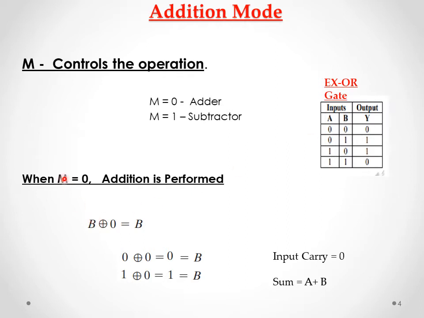Now let's see, when M is equal to 0, addition is performed. So the input at this point is B exclusive-OR 0, which is equal to B. 0 exclusive-OR 0 is equal to 0, that's B. And 1 exclusive-OR 0 is equal to 1, that is B. That means B exclusive-OR 0 is equal to B, so in the full adder circuit, the inputs are A and B. That's why when M is equal to 0, the B input is taken as B. So it acts as a normal full adder circuit, and the input carry is equal to M, that is 0.